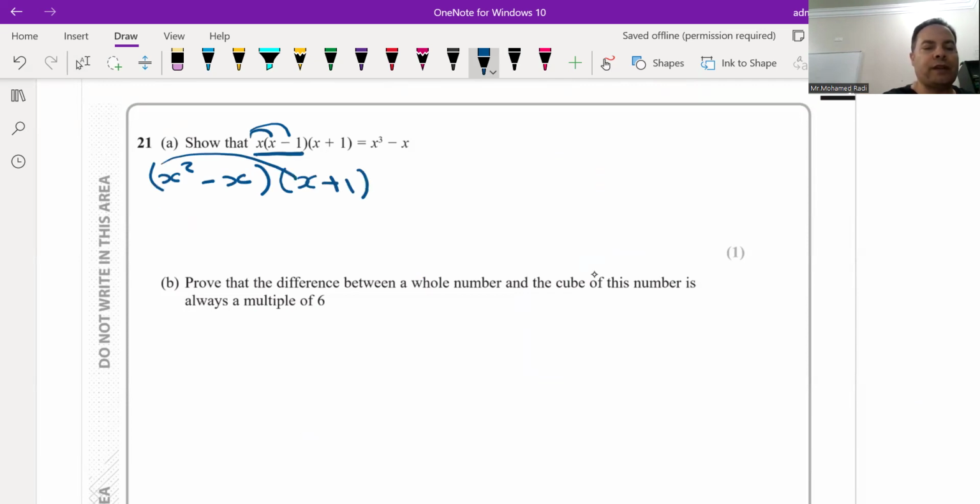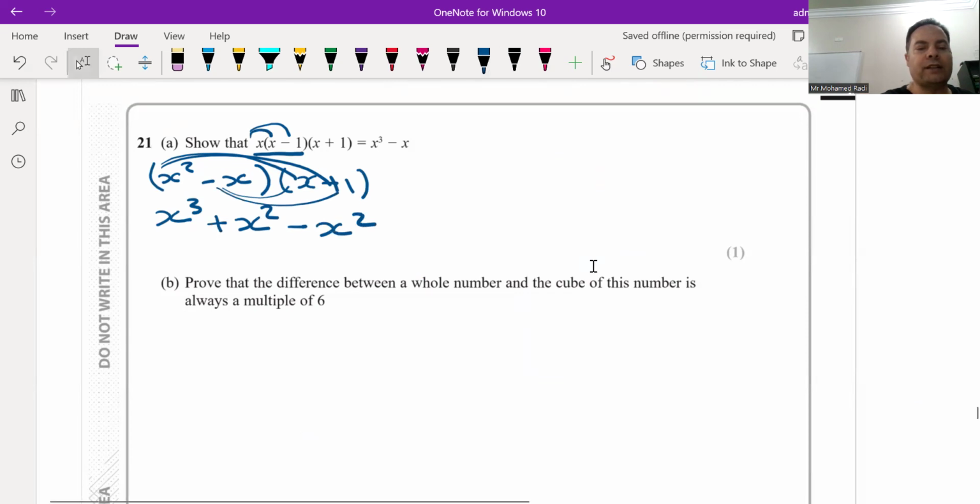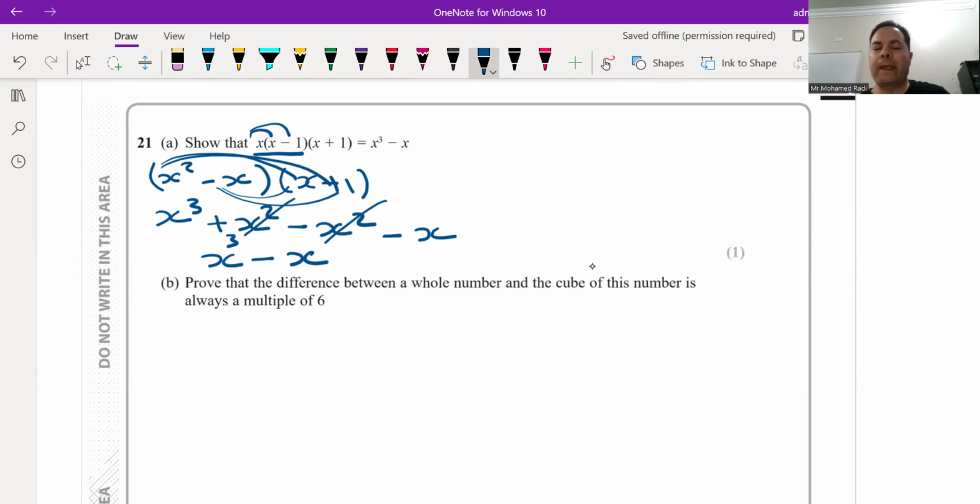x squared times x will be x to the power of 3. Then x squared times 1 will be x squared. Minus x times x will be minus x squared. Minus x times 1 will be minus x. X squared and minus x squared equal to 0. So the final answer is x cubed minus x, correct.